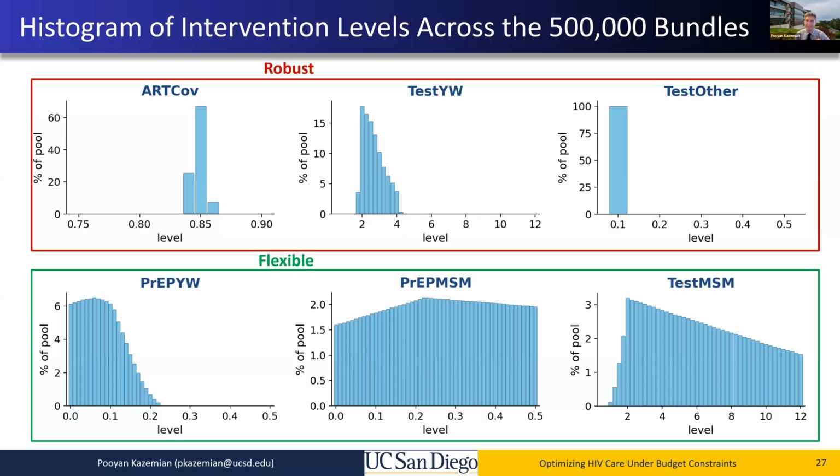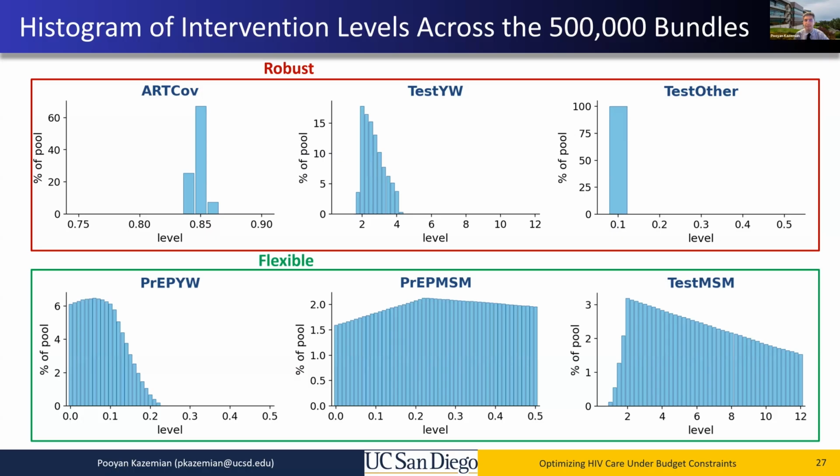So very little variation. Interestingly, if you look at the testing for general population, in all of the 500,000 bundles, the testing for general population is 0.1 test, which means one test every 10 years on average. So the near optimal solutions all agree on how we should do ART coverage, how we should do testing for young women, and how we should do testing for the general population. However, PrEP for young women and PrEP for MSM, as well as testing for MSM, are very flexible.